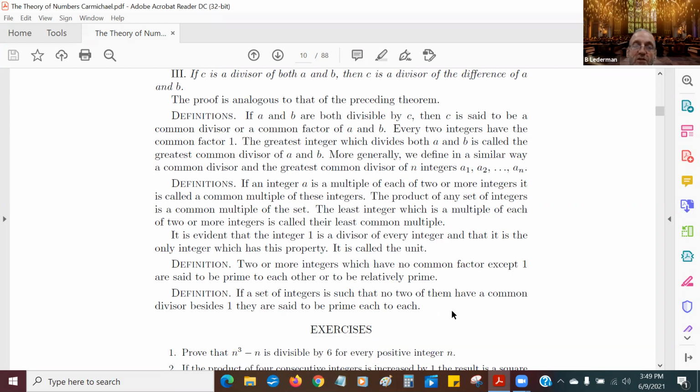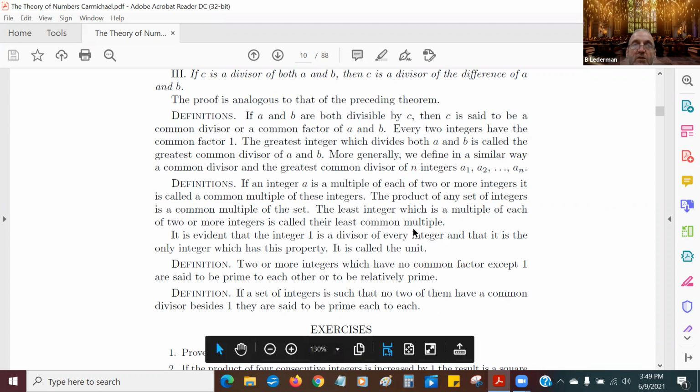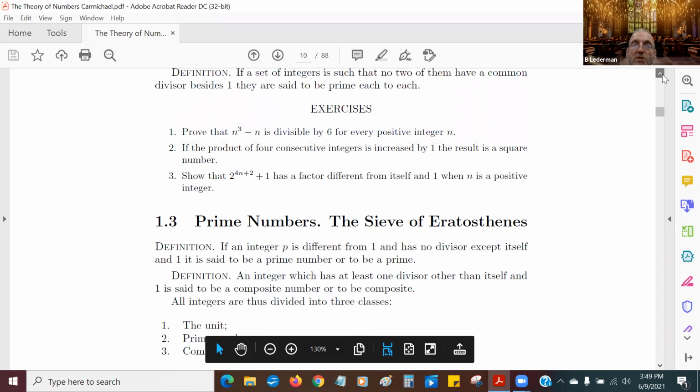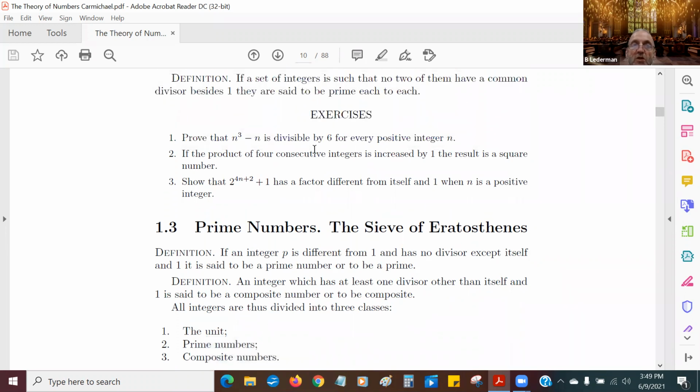Okay, well, I want to do some of these exercises. I'd like to do the first two of these problems with you now and show you how. Prove that n cubed minus n is divisible by 6 for every positive integer n. Okay, let's just get to that.